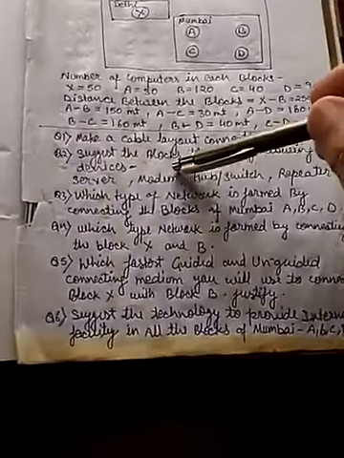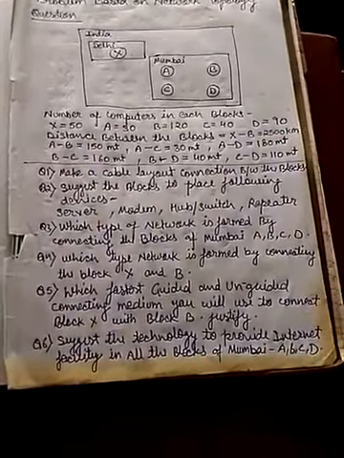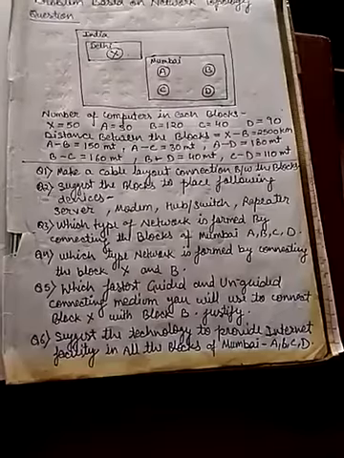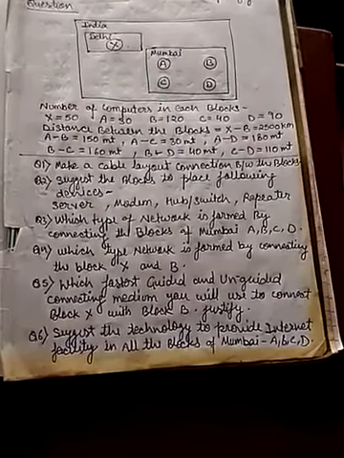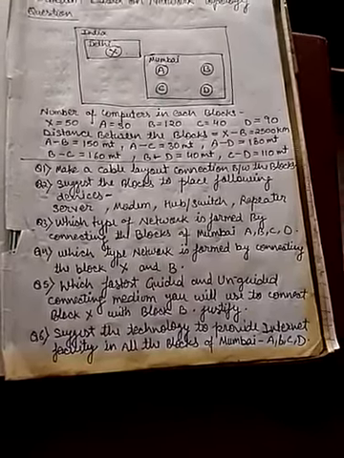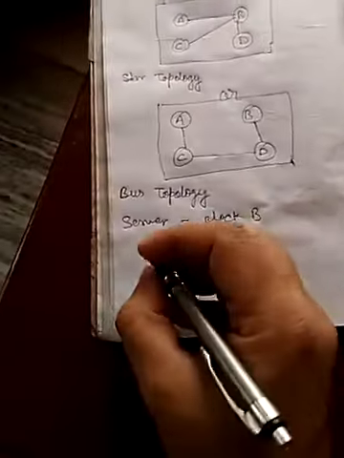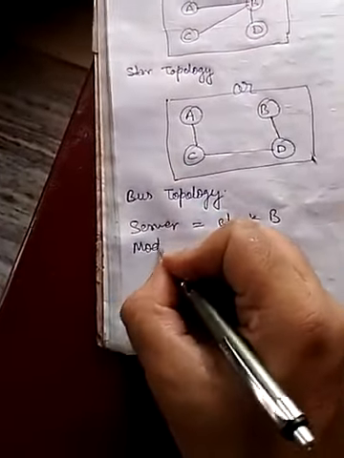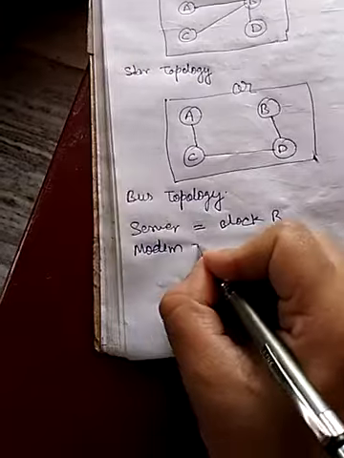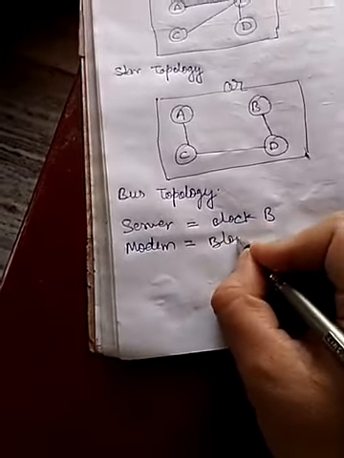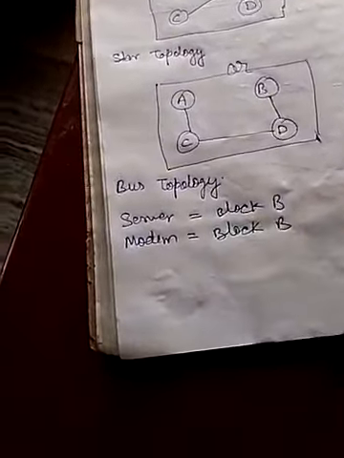Okay, now the modem. Modem is the network device which has to be installed on the server. So the server is present in block B, hence the modem and other network devices should be installed in block B.